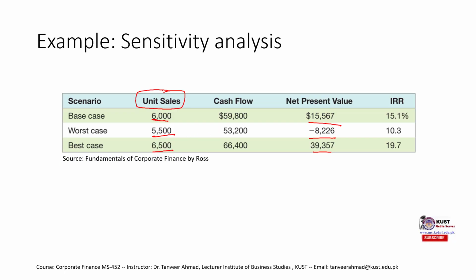So we must be aware that if we have estimated that our sales would be 6,000, then if the sales drops down to 5,500, our NPV becomes negative. So imagine if this was the case and this was the case, then we would accept this project, but in this case we should reject the project, right?